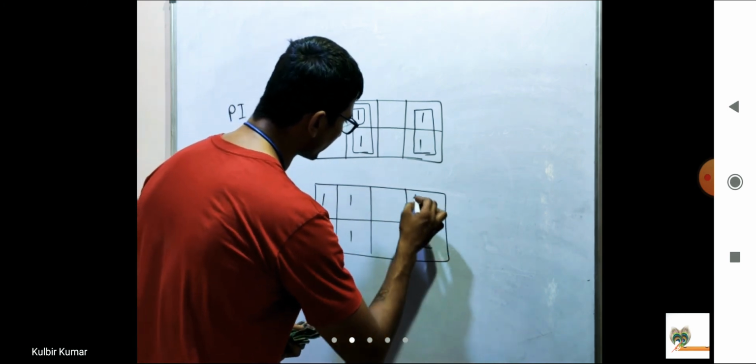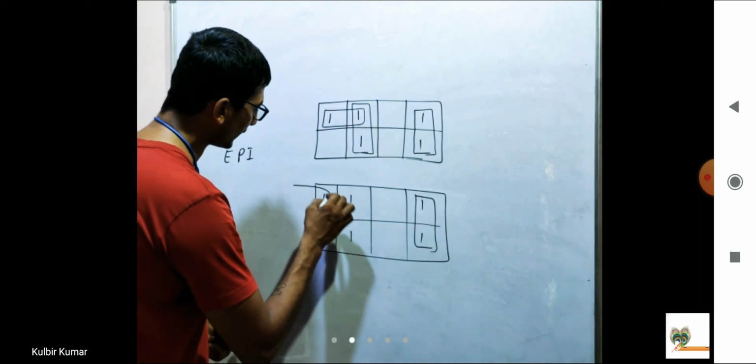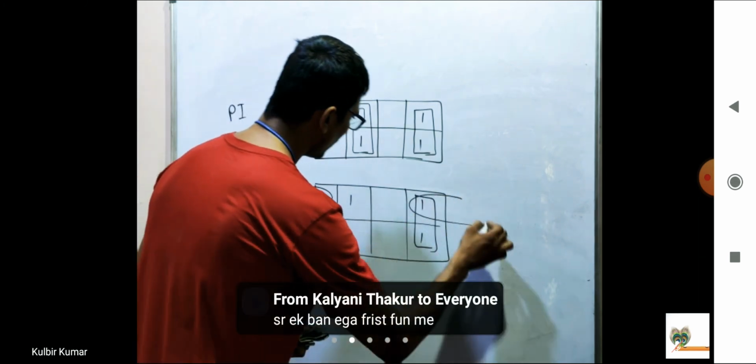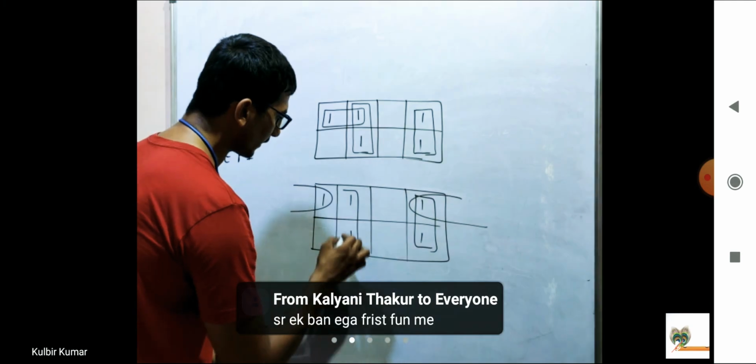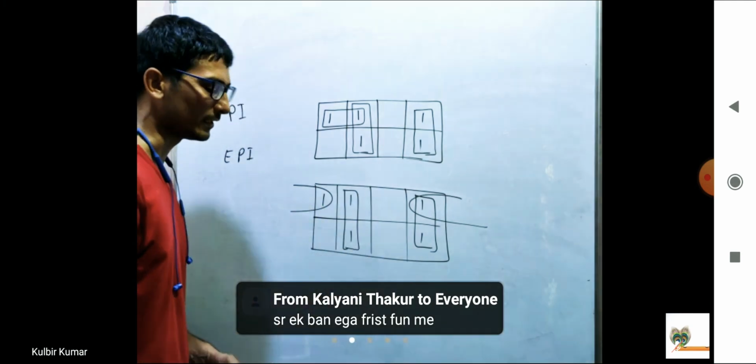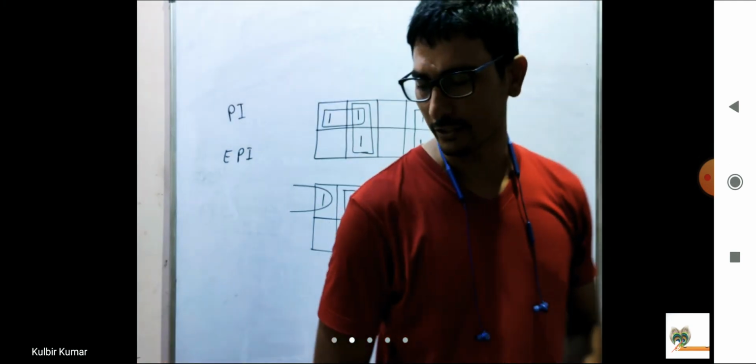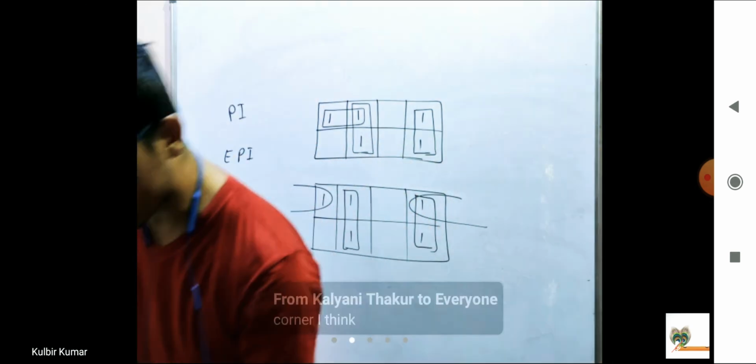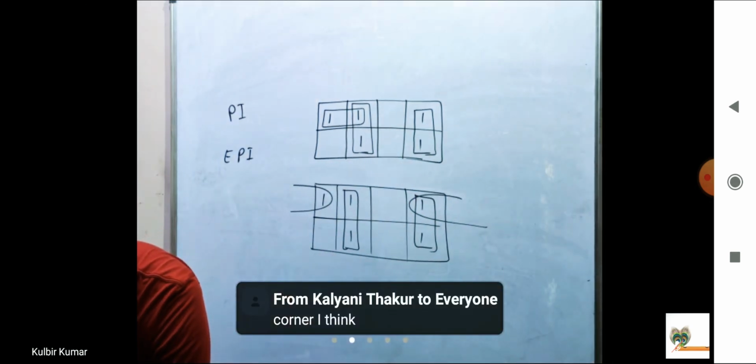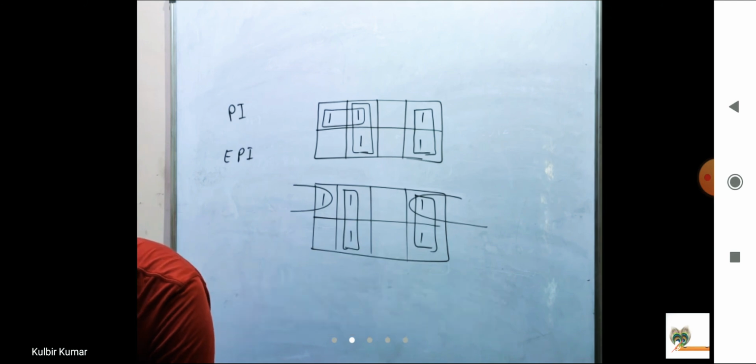So I have to create this pair, and further I can create this pair also. And third one I can create this pair. Now let us see. I think एक ही function के लिए different type की pairing possible है. एक बन first function में corner I think. Okay, so Kalyani saying that एक बनेगा first function में corner I think. Yeah, might be.